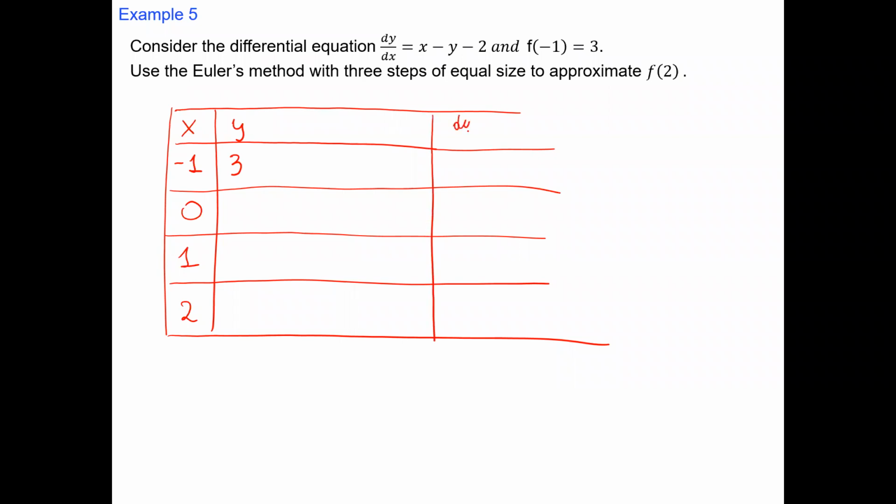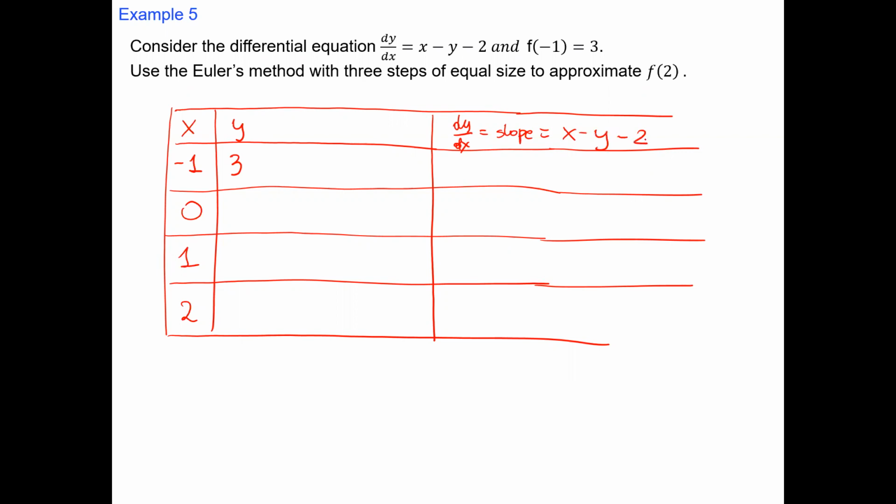And we will need slope because we know the tangent line, the slope, to approximate this. The linearization. And slope is defined as x minus y minus 2. Okay, that means let's compute this slope. This slope will be defined x minus y minus 2, and this is just negative 6. Okay, now let's compute the next y value.